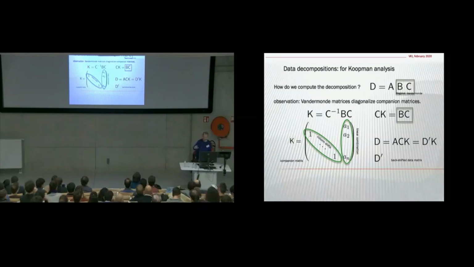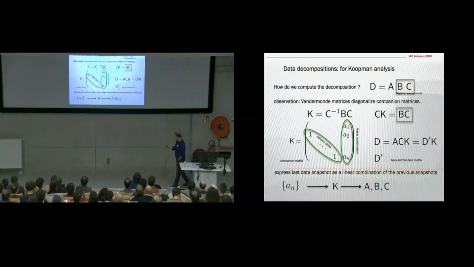And it all came from a Vandermonde matrix to start with. So the way we do that is we express the last data snapshot as a linear combination of the previous snapshots in D. That gives us the a_n's. We slap on the a_n's in the last column, fill it up with ones on a subdiagonal. That gives us the K. And then if you want to, you can go back and transform it back and get the A, the B, and the C. And that's our decomposition.